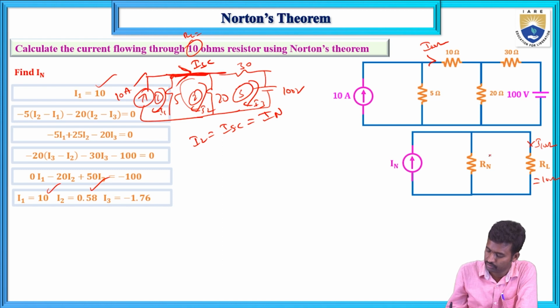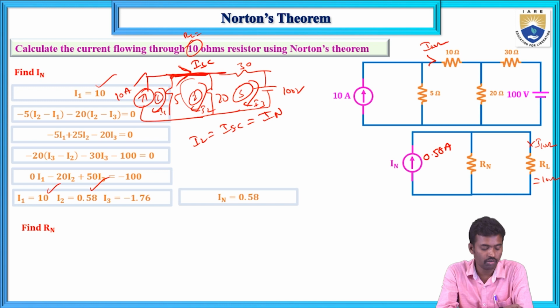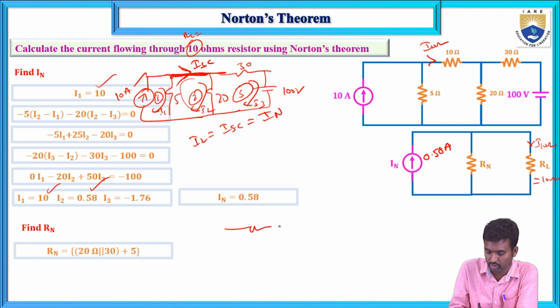0.58 amperes. Now IN equals 0.58, and next is the calculation of RN. RN can be calculated. First, remove the load resistance from the given circuit.